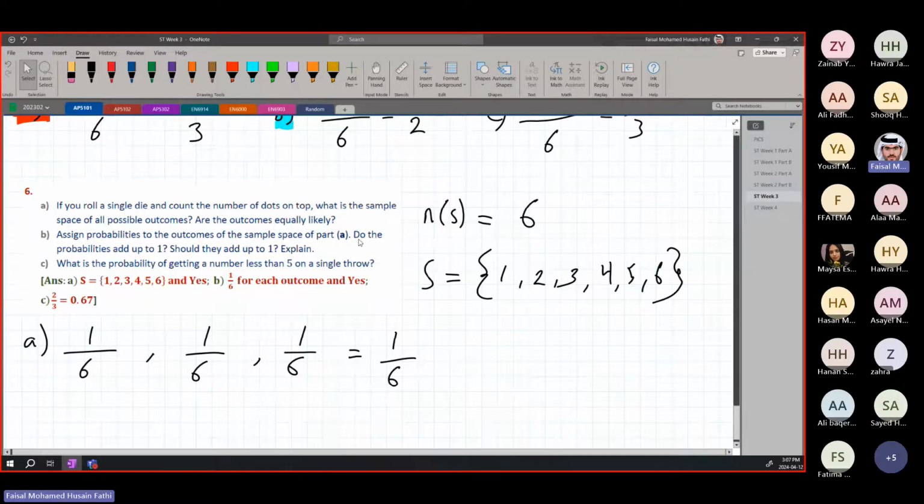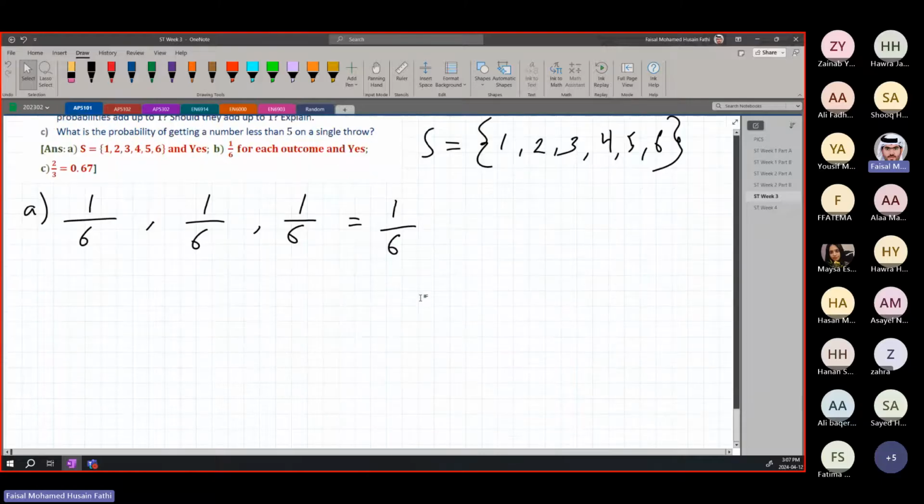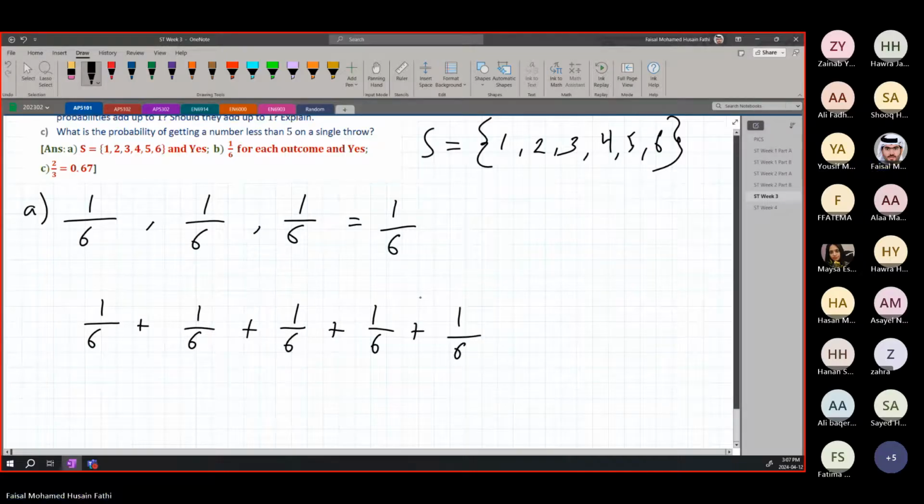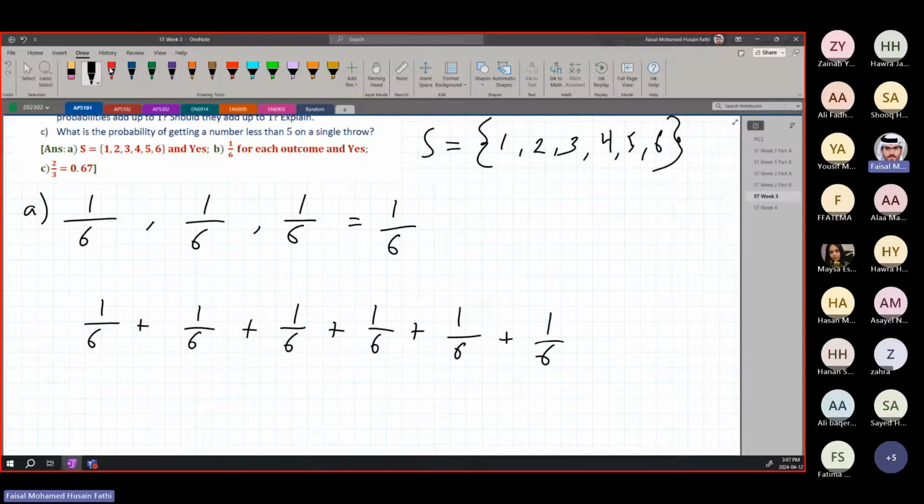Do the probabilities add to 1? This is another very important point. So 1 over 6 for the first one, plus 1 over 6, plus 1 over 6, plus 1 over 6, plus 1 over 6, and one more plus 1 over 6. Remember, this is just the probability for the number 1, for the number 2, for the number 3, for the number 4, for the number 5, and for the number 6. When you add them all up, it is going to be equal to 1 for sure.